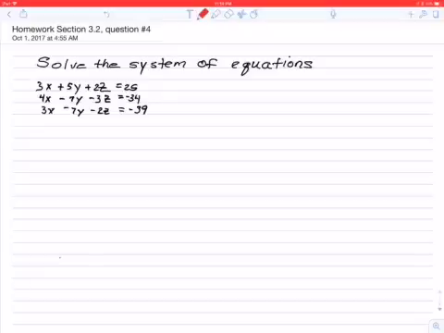Solve the system of equations. I have three equations with three unknowns. Our first step is to select a working equation. Now, ideally, that working equation will have one of the variables with a coefficient of just 1 or -1.